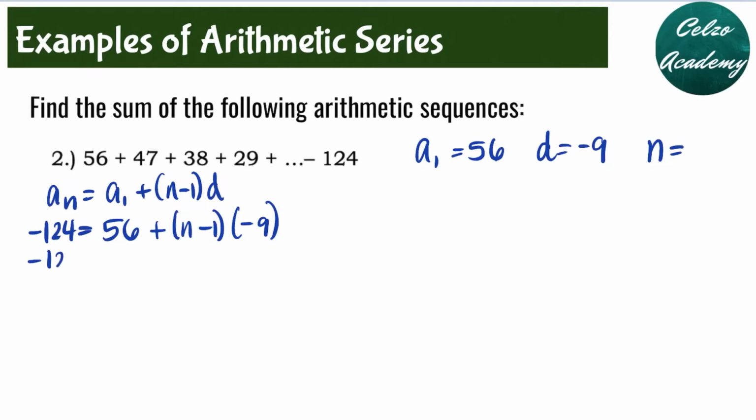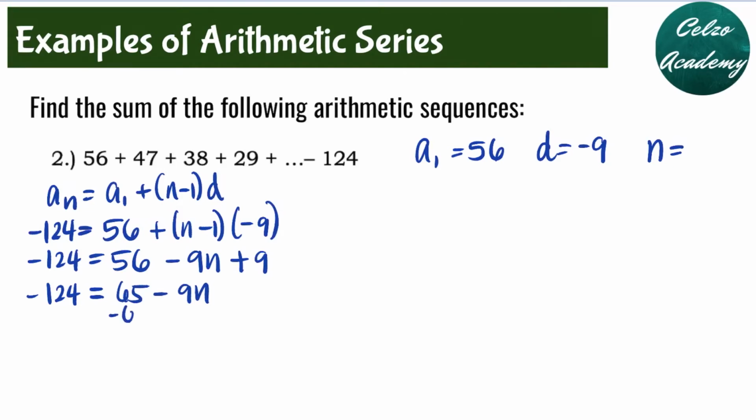Simplifying the right side, we have negative 124 is equal to 56. We now distribute negative 9 into the n minus 1. So negative 9 times n is negative 9n. Negative 9 times negative 1 is plus 9. Simplifying the right side further, we have negative 124 is equal to 56 plus 9, which is 65, minus 9n.